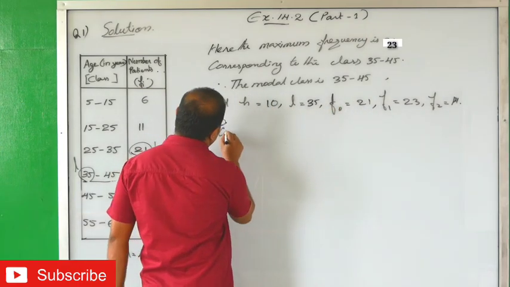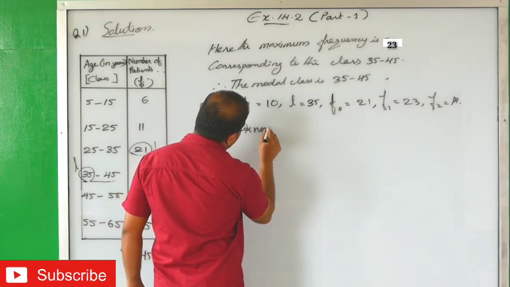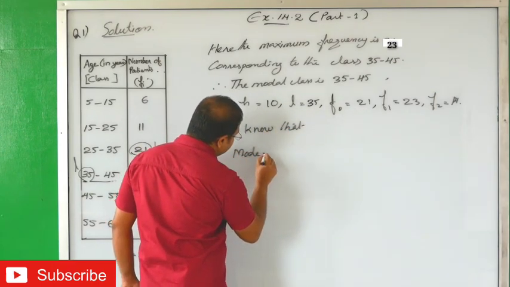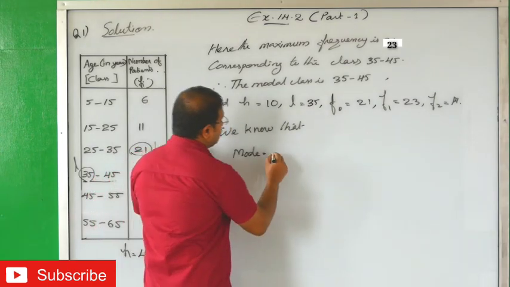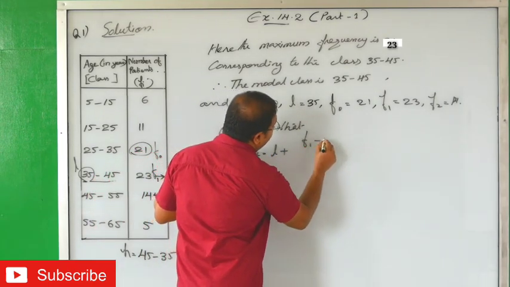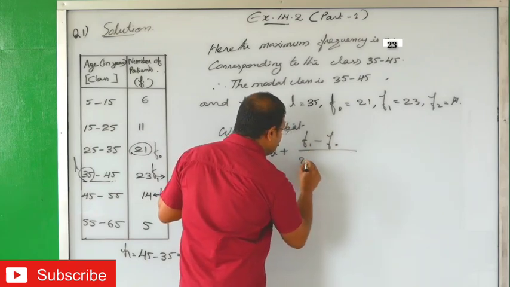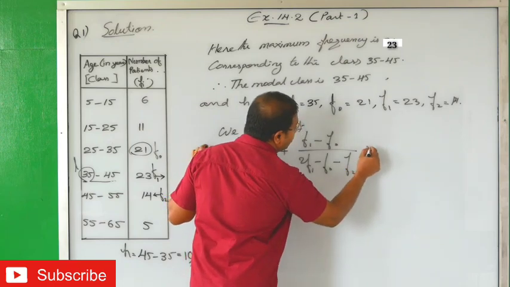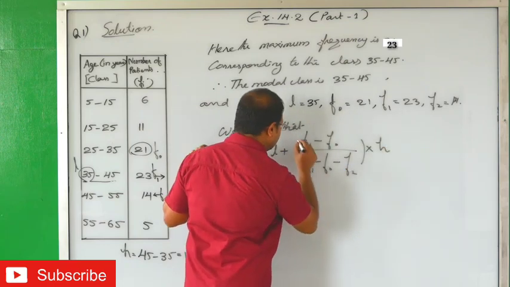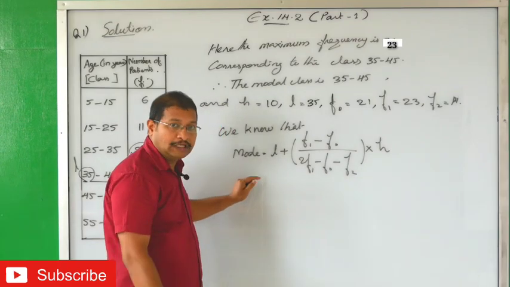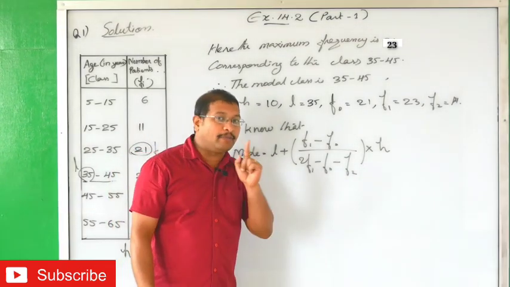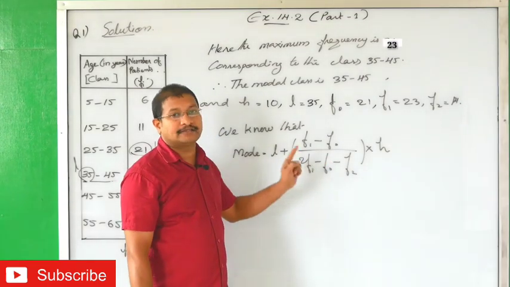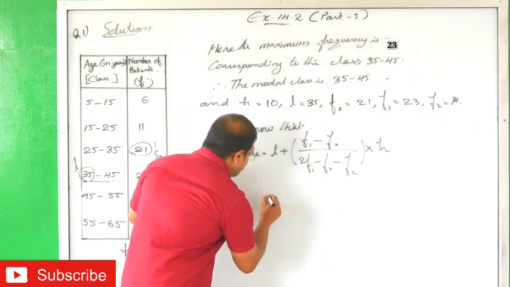We know that mode equals, what is the equation? Yes, L plus (f1 minus f0) by (2f1 minus f0 minus f2) into h. See, what is the equation? Mode equals L plus (f1 minus f0) by (2f1 minus f0 minus f2) into h. Let's put the values here.